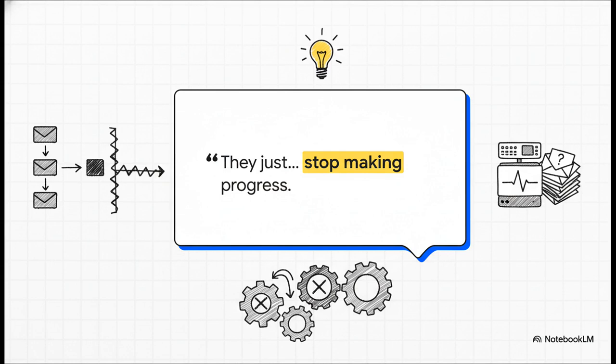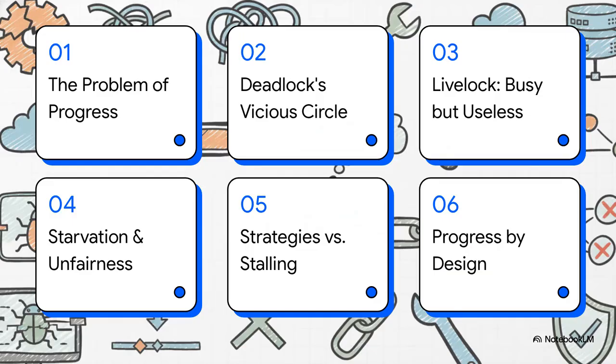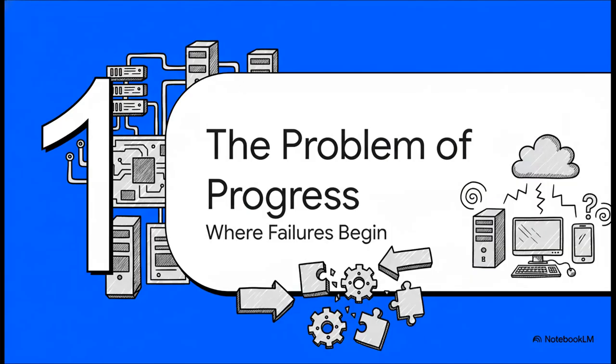This is the exact mystery we're going to unravel today. We're going to figure out why this happens, and more importantly, what we can actually do about it. Okay, so here's how we're going to break this down. First, we'll look at the problem of progress itself. Then we'll meet our 3 main culprits: deadlock, livelock, and starvation. After that, we'll talk strategy, how to fight back, and we'll wrap it all up with a really crucial takeaway about system design.